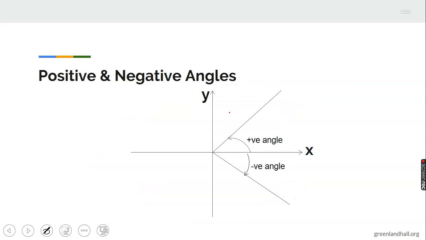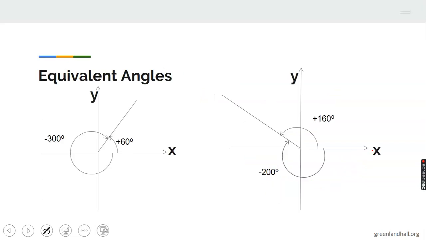Positive and negative angles. Anytime you move from the x-axis in the anti-clockwise direction, you have a positive angle. So this angle is positive. And when you move from the x-axis in a clockwise direction, we say it is a negative angle. So it's very important. And move forward.